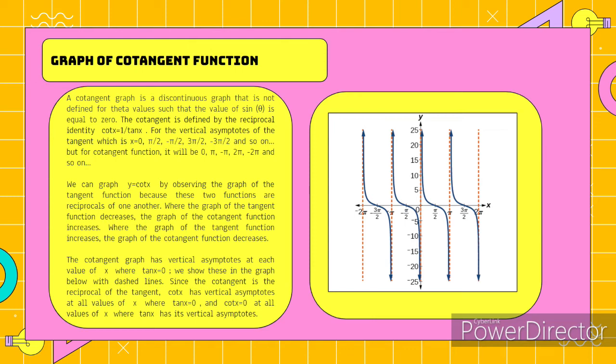Since the cotangent is the reciprocal of the tangent, cot x has vertical asymptotes at all values of x where tan x = 0, and cot x is equal to 0 at all values of x where tan x has its vertical asymptotes.